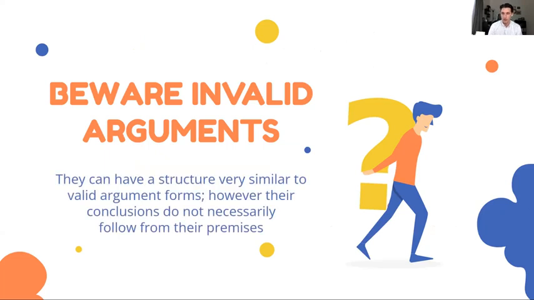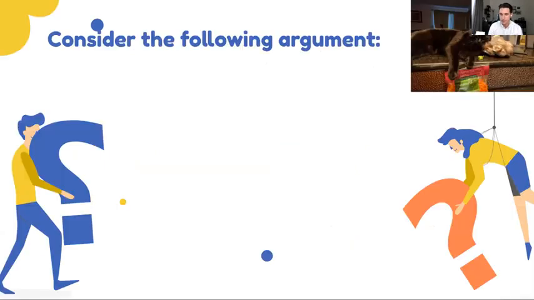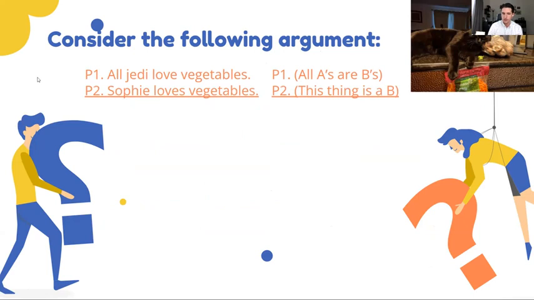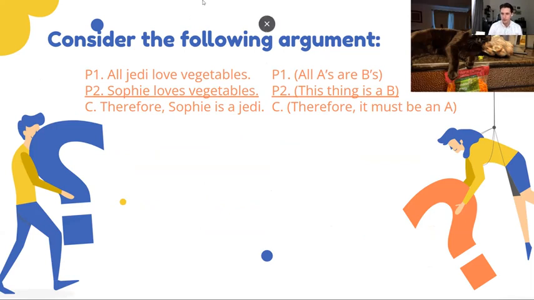But we want to be aware of invalid arguments. They can have a structure very similar to valid argument forms, but their conclusions do not necessarily follow from their premises. So there's my cat, Sophie, if you can see her there. How about all Jedi love vegetables? Sophie loves vegetables. Therefore, Sophie is a Jedi. So she does like to sit there when I'm cooking, laying on bags of vegetables, not entirely sure why, but she does. But this argument, is it a good one?